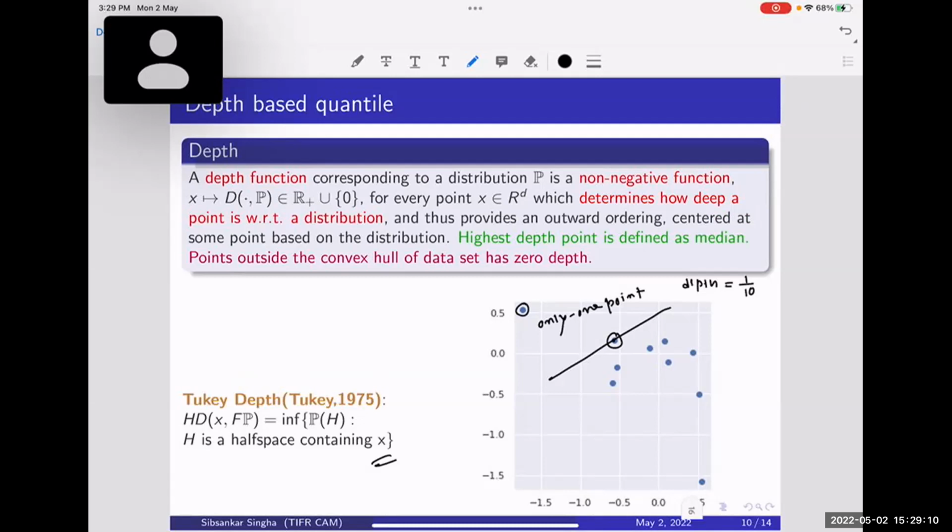Here we take 10 data points, and if we want to compute the depth of this point, we can see that if we take this hyperplane, on this side there is only one data point. There could be several other half spaces also. For this case also there is only one point in this half space. But if we take some other hyperplane, then on this side or this side there is more than one data point. So we take the minimum. That's why the depth corresponding to this point is 1/10.